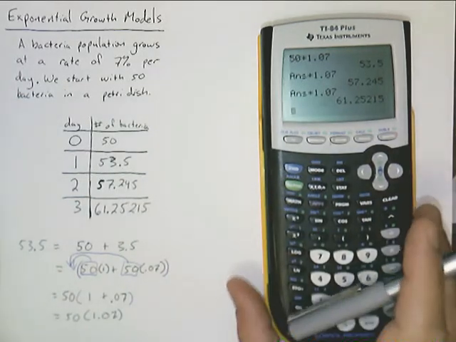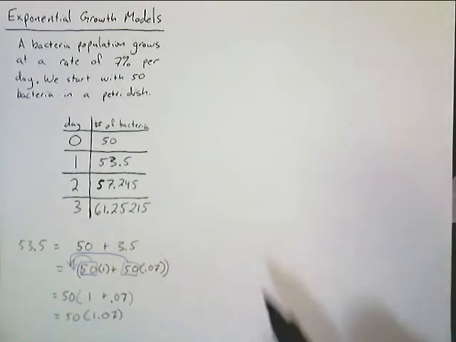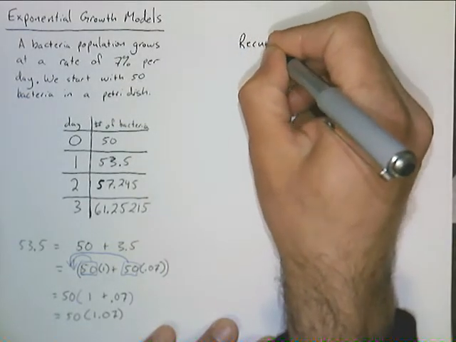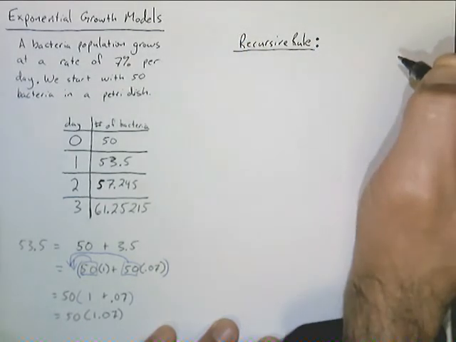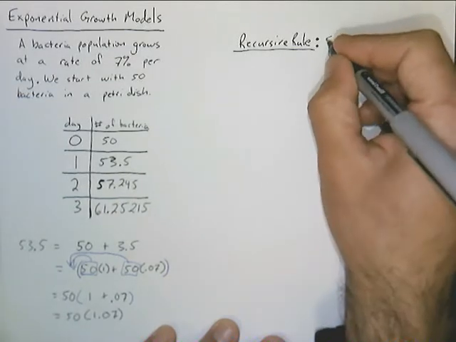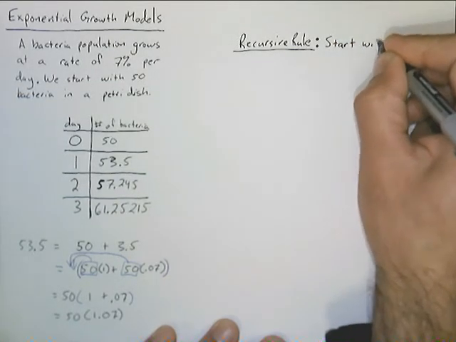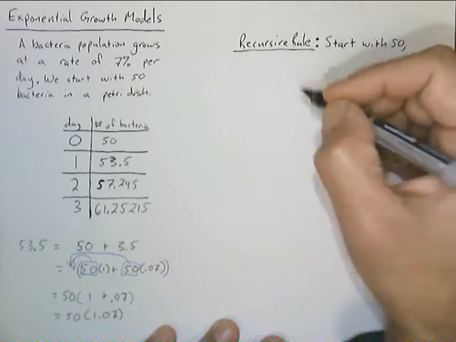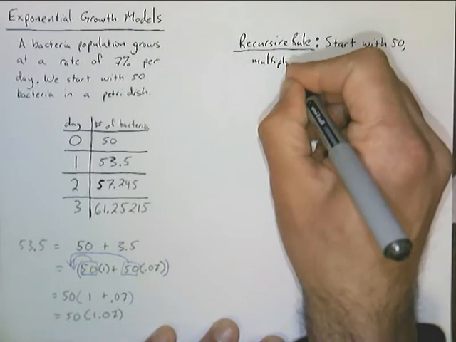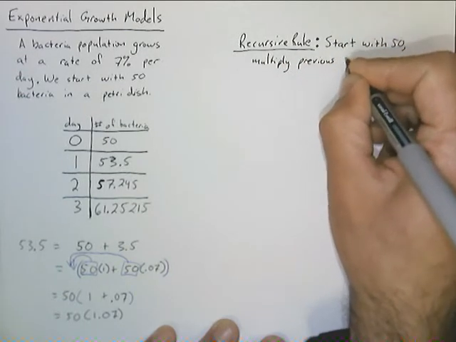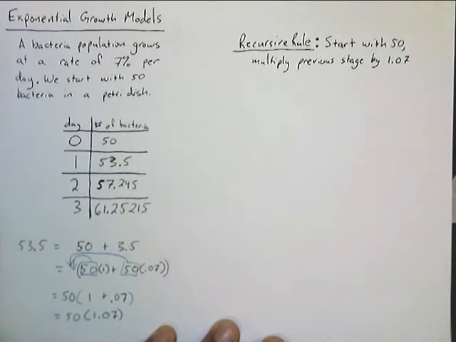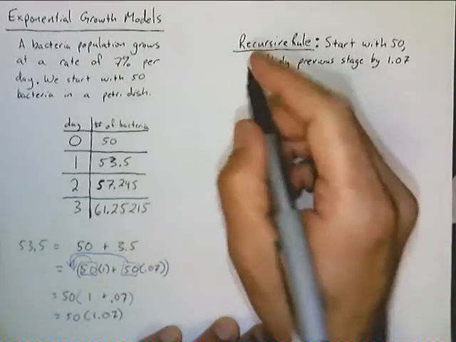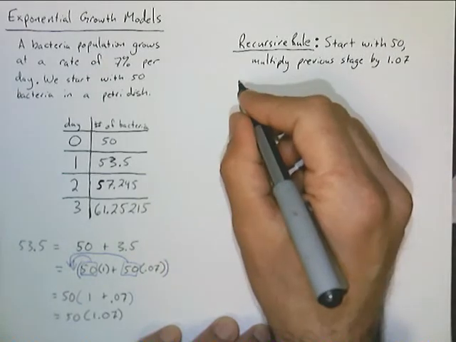If we wanted to, we could write a recursive rule for this. Remember, the recursive rule has to include what we're starting with. So we start with 50. And then to get to the next stage, we're always going to multiply the previous value by 1.07. And if we remember from way back when we did our exponential patterns activities, we can then turn this recursive rule into a general rule.